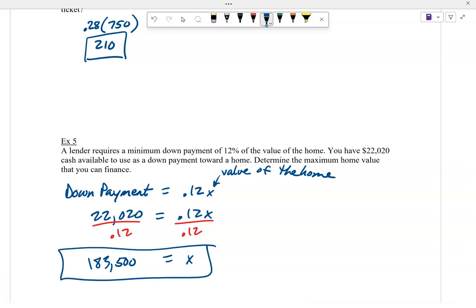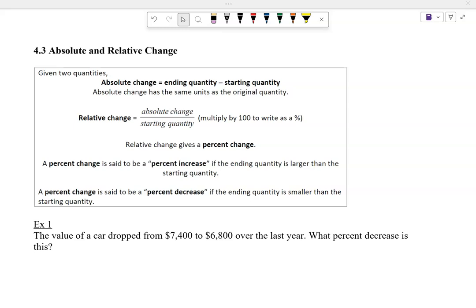And you will not get a home in Las Vegas for that, unfortunately. I wish it were so, but probably not. Unless it's a condo or something. Today's dollars. So section 4.3, we get into absolute and relative change. And so what you want to think here is, what's the difference in price over the base?